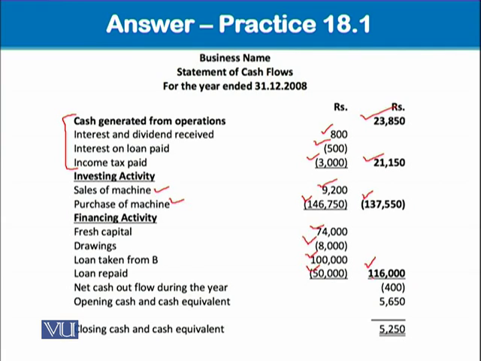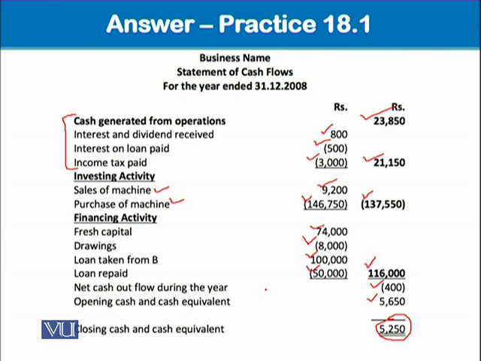We collected 116 as financing activity. We paid 137 as investing activity. We collected 21,150 as operating activity. So net cash outflow during the year is 400. And this is the opening balance of cash and cash equivalent. Exactly this 5,250 is the closing balance of cash and cash equivalent.